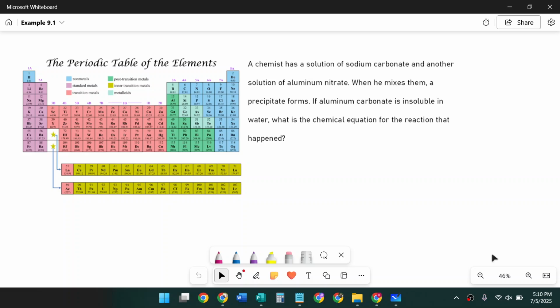This is example 9.1 from Discovering Design with Chemistry. The problem says a chemist has a solution of sodium carbonate and another solution of aluminum nitrate. When he mixes them, a precipitate forms. If aluminum carbonate is insoluble in water, what is the chemical equation for the reaction that happened?